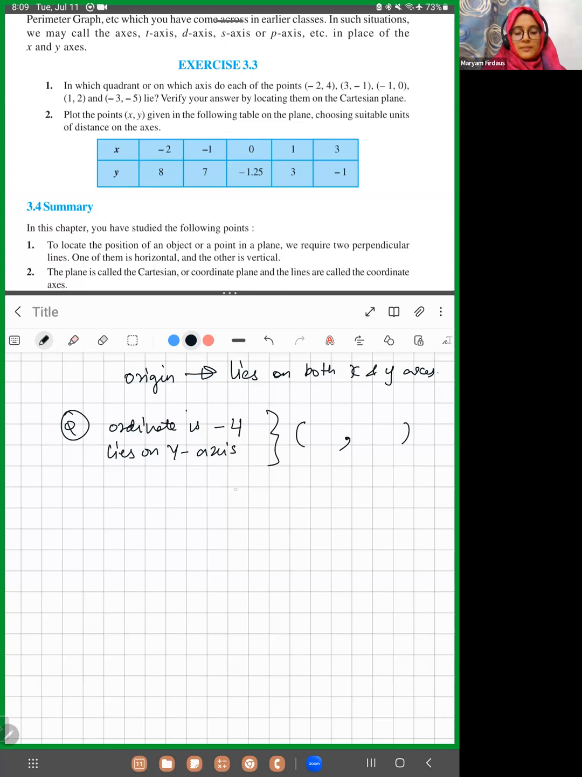Alina, what is abscissa? You were not there in the previous class, that's why I'm asking you. It is not the point lying on the x-axis. It is the x coordinate of the point. Whatever you write over here, this is your abscissa. And what is ordinate? The y coordinate. The y coordinate is called the ordinate.